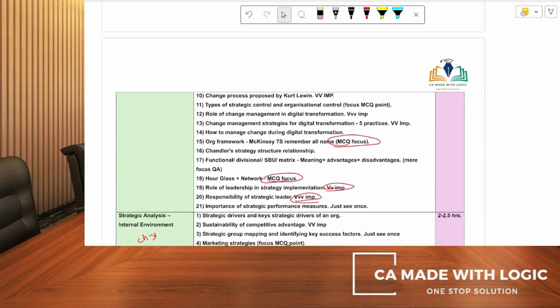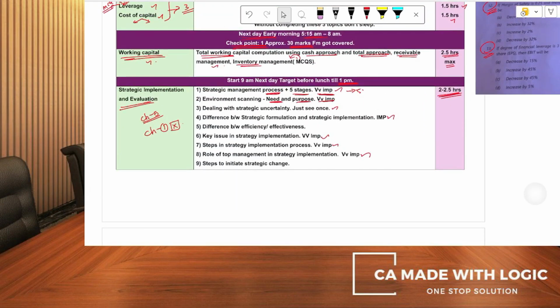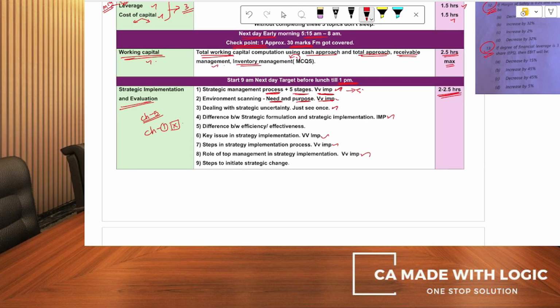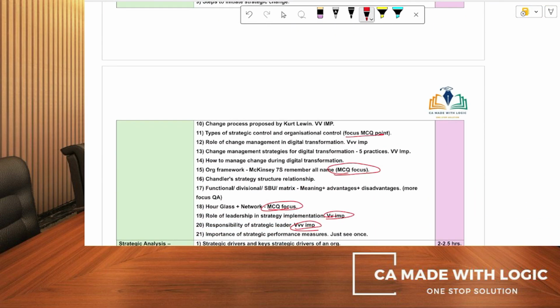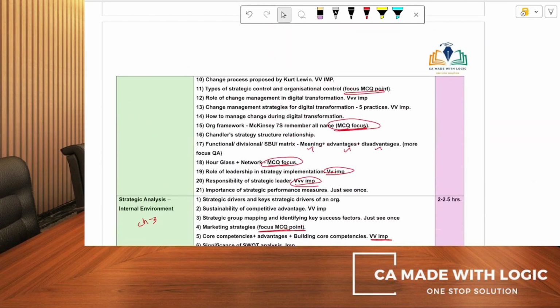There are a total of 21 concepts I have given as important, and under that I have also given which are very, very important. For a few concepts, just focus on MCQ points. So do focus accordingly. I have written here that under SBU you need to learn the meaning, then learn advantages and disadvantages. Moreover, put more focus on question and answer points.